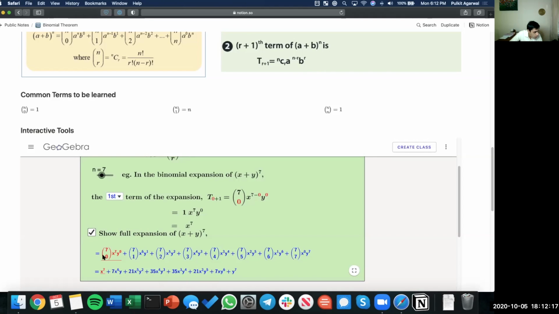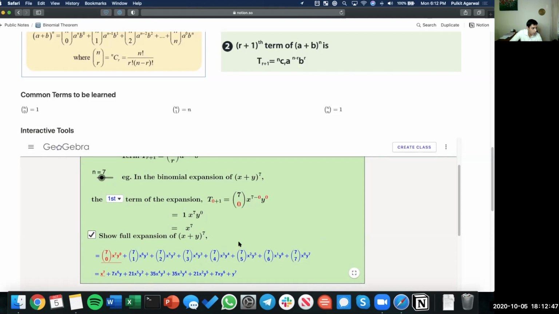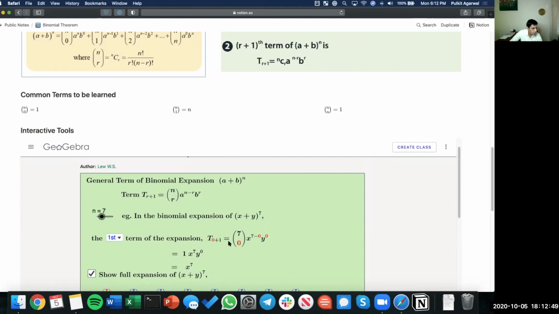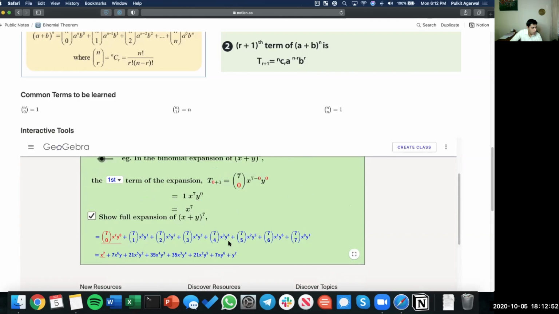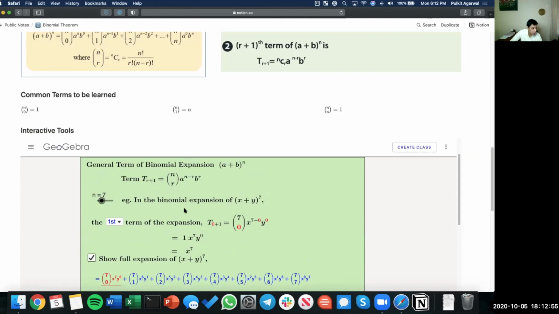And notice how 7 choose 0 becomes 1, 7 choose 1 becomes 7, and 7 choose 7 also becomes 1. If you look at these rules here, you will see that n choose 0 becomes 1, n choose 1 becomes n, and n choose n becomes 1. So you're able to see the application of that. Essentially, you can use this formula to get this derivation. Again, we'll go through one example of this just so you're familiar with it. But you can come on this tool and play along with it, and it's actually very helpful.